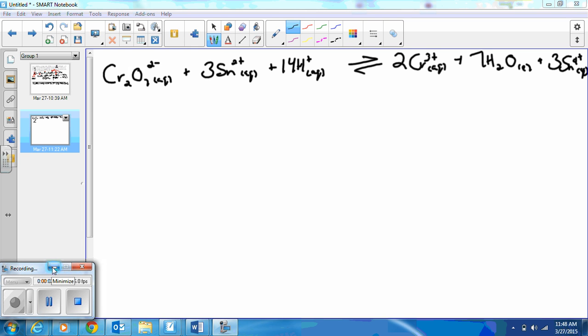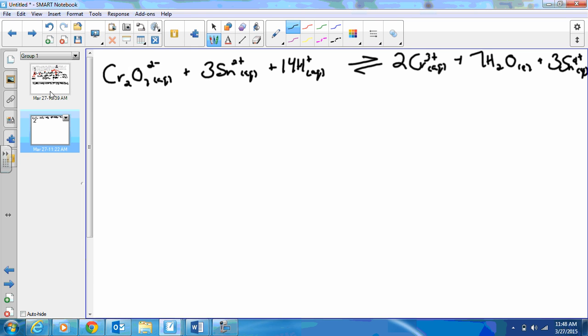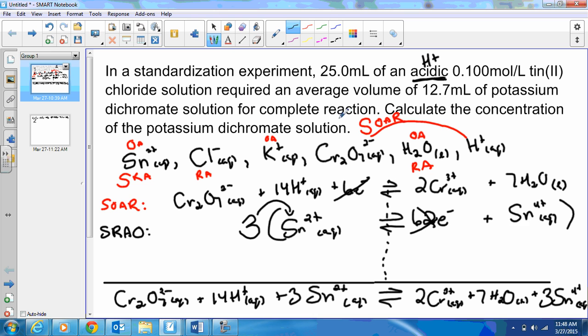So the second part of this problem, we have to perform the stoichiometry because ultimately we're looking for what the concentration of our potassium dichromate solution was. So in this titration, our sample is a 25 ml sample of the acidic 0.1 mole per liter tin 2 chloride. Our titrant then was the potassium dichromate, which required an average of 12.7 milliliters to reach the endpoint with our sample of tin 2 chloride.